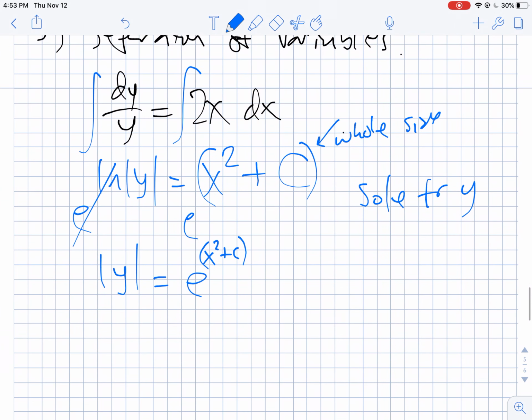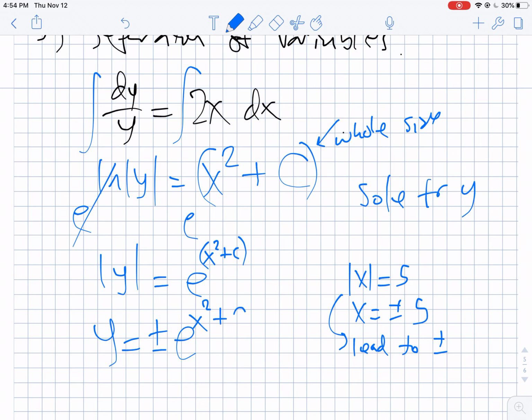The next thing I wanted to go over: when we have absolute value of y equals e to the x squared plus c, how do I solve for this? Let's think back to algebra 1. If you had the absolute value of x equals 5, that meant x could be plus or minus 5, because the absolute value of 5 is 5, and the absolute value of negative 5 is 5. So the absolute value is going to lead to a plus or minus as well. When you solve for y, your y is plus or minus e to the x squared plus c. And that's how I got the solution at the start of class.